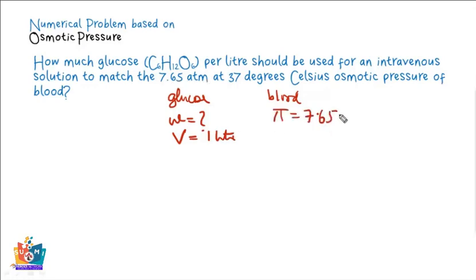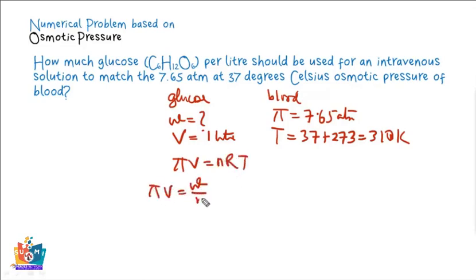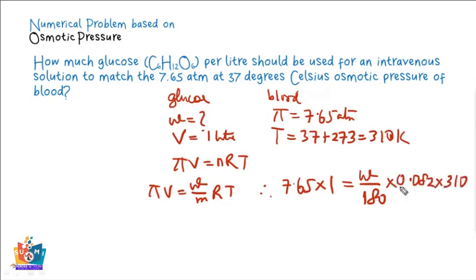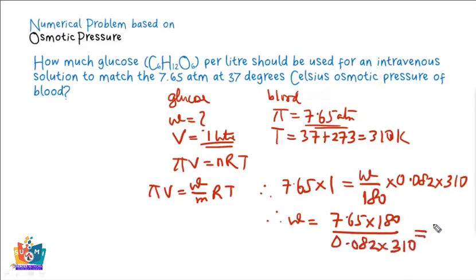Pi is 7.65 atmosphere. At 37 degrees Celsius, temperature is 37 plus 273 equal to 310 Kelvin. You have pi V equal to nRT, so pi V equal to W by M times RT. Therefore, pi is 7.65, volume is 1 liter, W is not known, M is the molecular weight of glucose, 180, and R is 0.082. Remember, we are using the value of R as 0.082, meaning our volume should be in liter and our pressure should be in atmosphere. So W equals 7.65 into 180 divided by 0.082 into 310, and this is equal to 54.5.